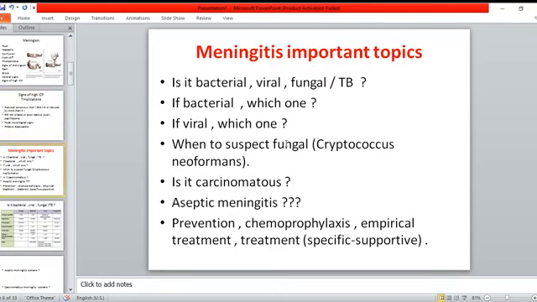So as I said, meningitis is a common topic in the exam, and we need to clarify the most important scenarios, or the most important issues you may encounter in the exam, and of course in real life practice.